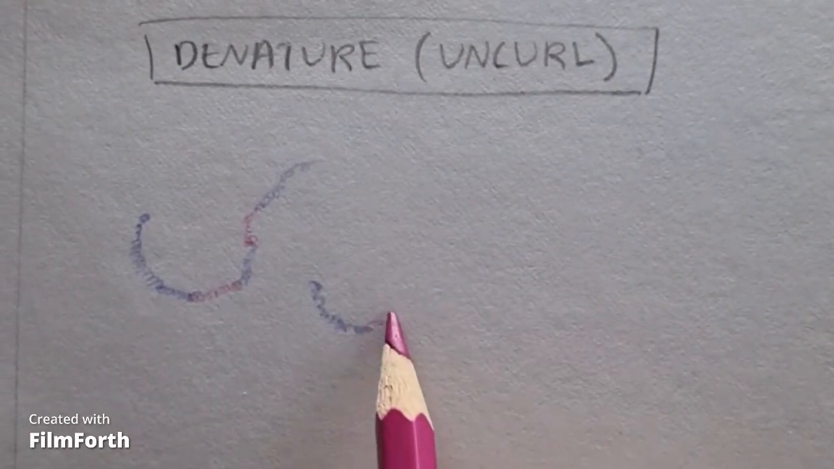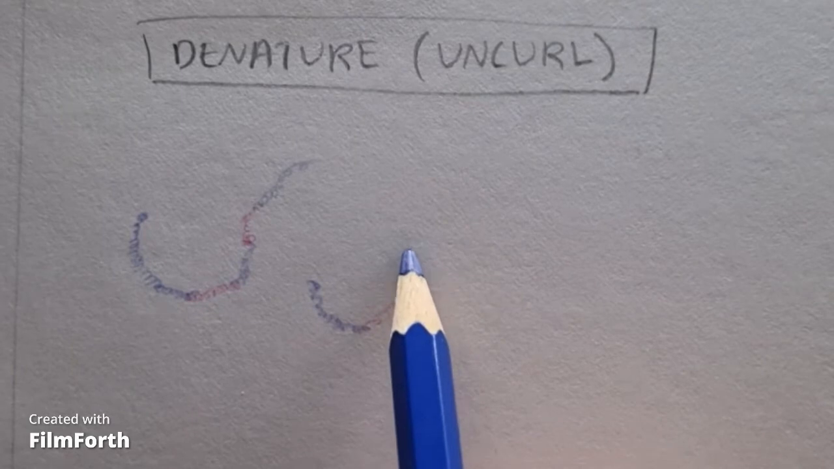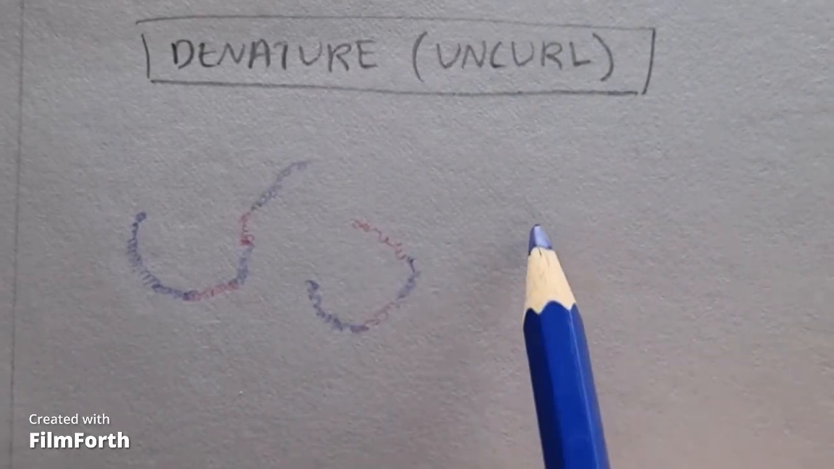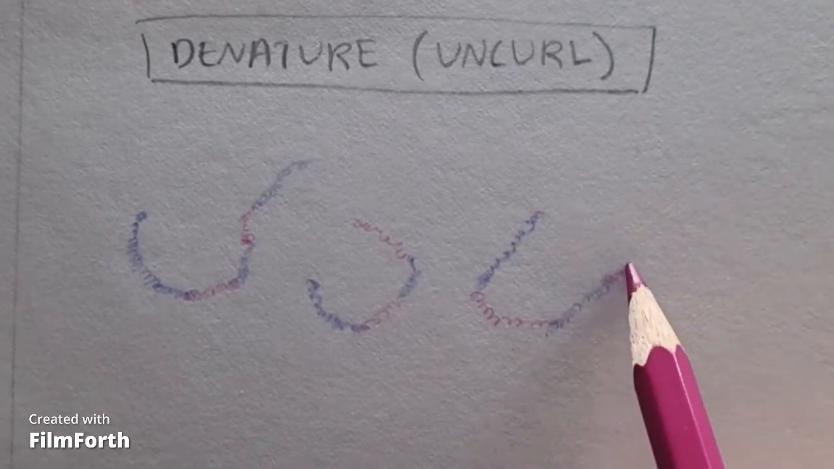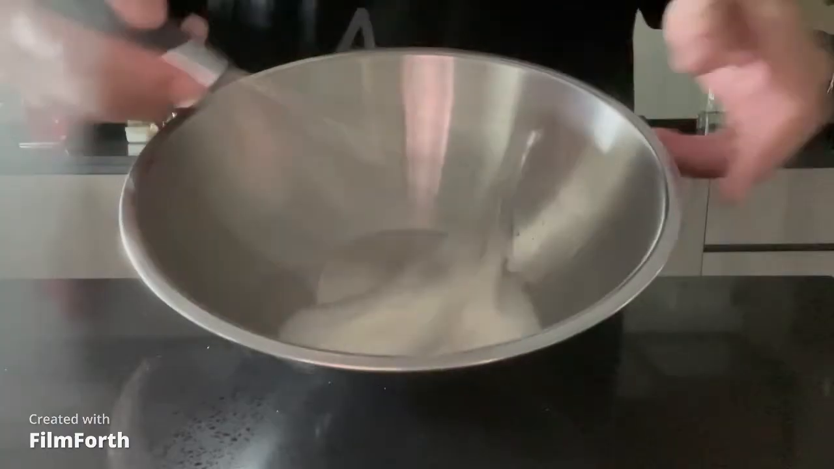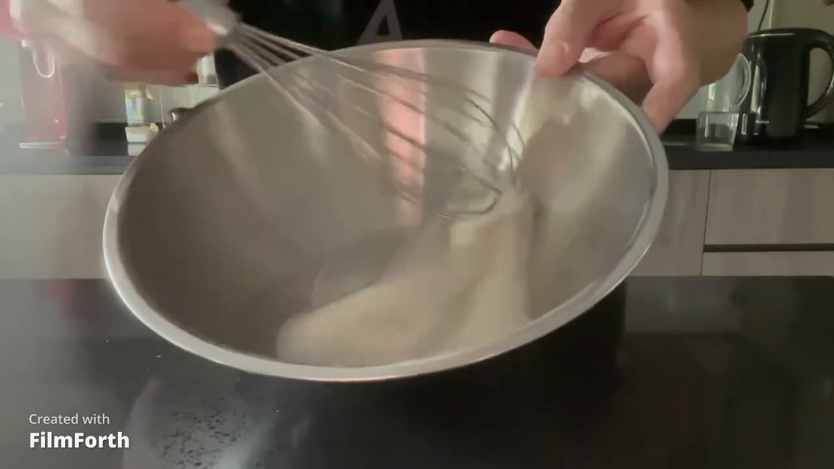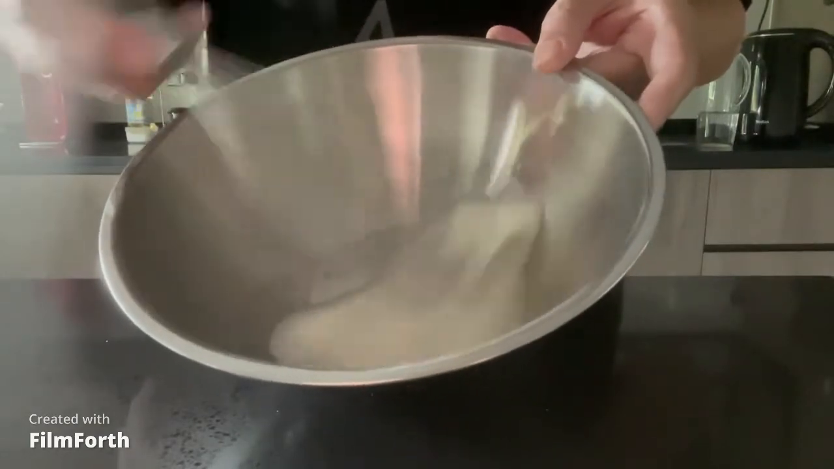Only the secondary, tertiary, and quaternary structure is affected, as there is not enough energy to break the strong peptide bonds which form the primary structure of the protein. Here you can see the bubbles starting to form.